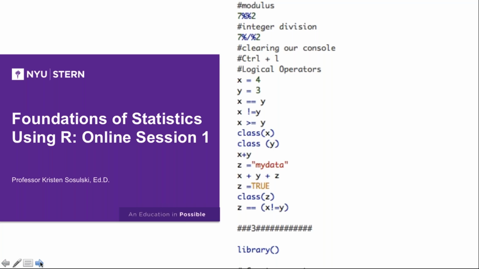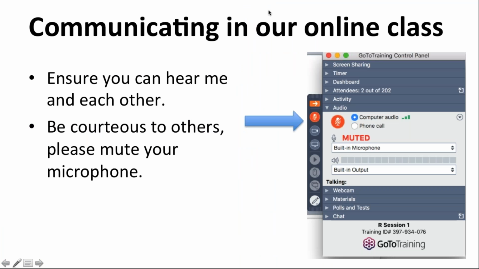So I'm just going to fast forward to the next slide. And before we go any further, I want to make sure that everyone can hear me and we can hear each other. So we have a few guidelines that we'll be using in this online environment using GoToTraining. And we just want to make sure that we're being courteous to others. And we do that by just making sure that our microphone is muted. And what I'm going to do is I'm going to unmute everyone's microphone now. And then you'll have a chance to click on your microphone and actually mute yourself.